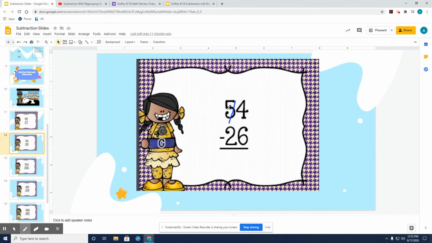And so that 5 becomes a 4. So I'm taking 1 ten away from it. So I'm bringing it to the ones column and that 4 becomes a 14. So then I do 14 minus 6, which is 8. Sorry about that. And then 4 minus 2 is 2. My answer is 28.